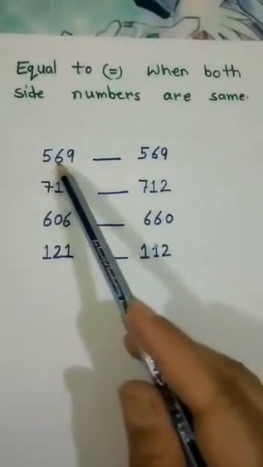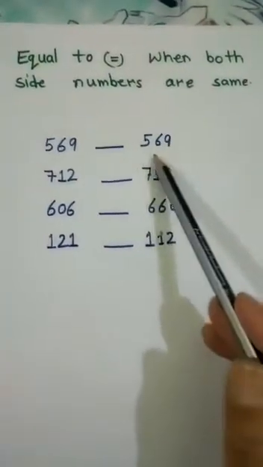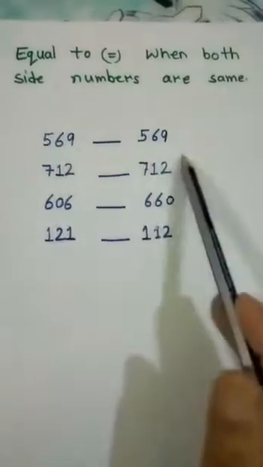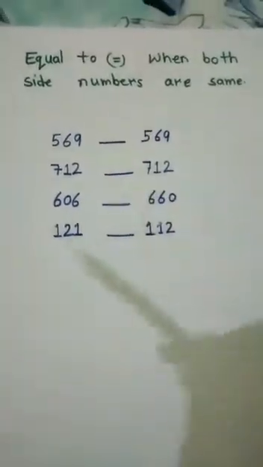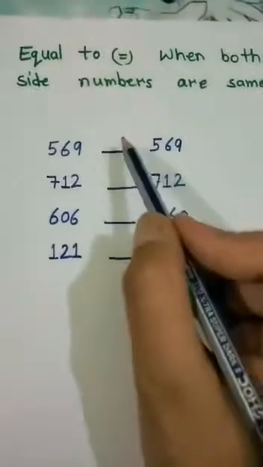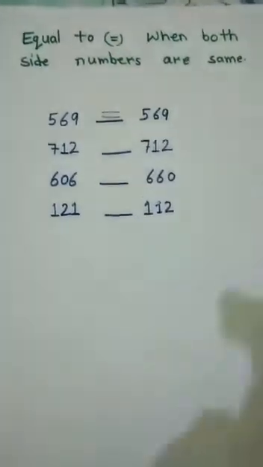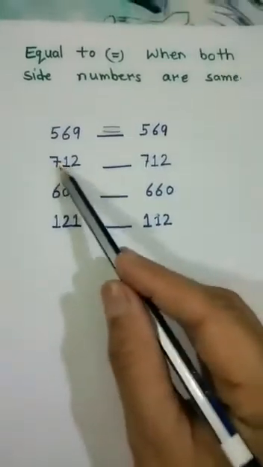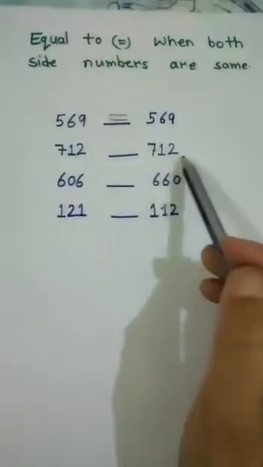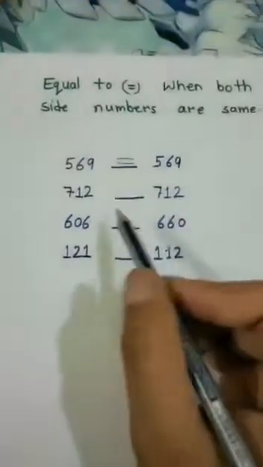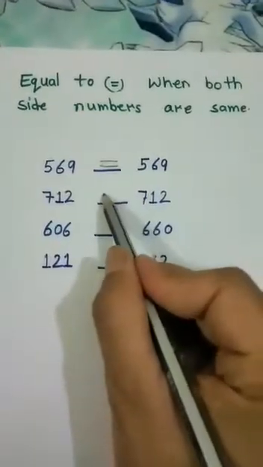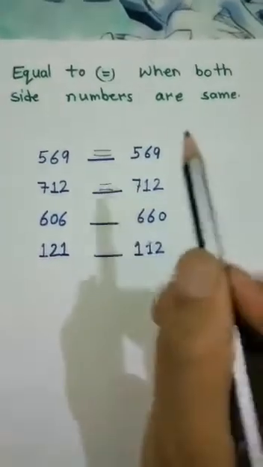Okay, you can look over here. 569, and this is also 569. So both sides have the same number. So which sign will we use? Equal to. Now you can look over here again. 712 and 712. Again both numbers are same. So what do we do? We will use equal to.